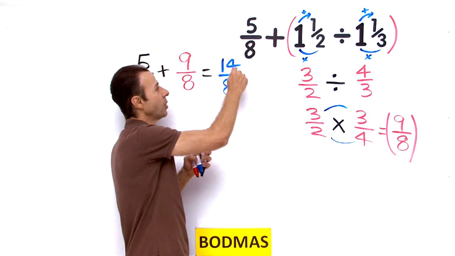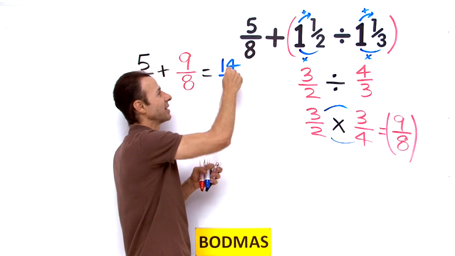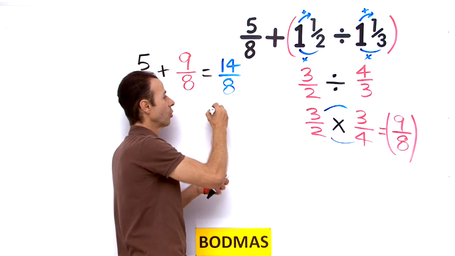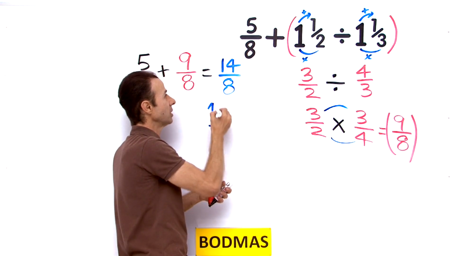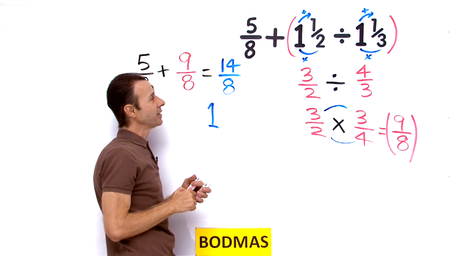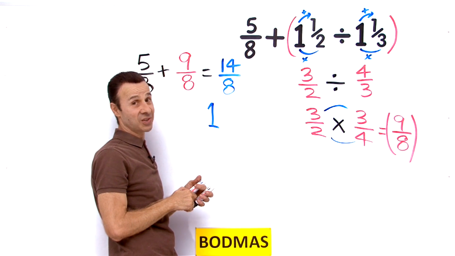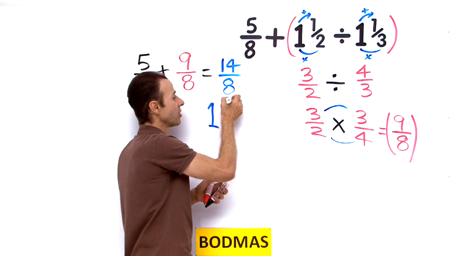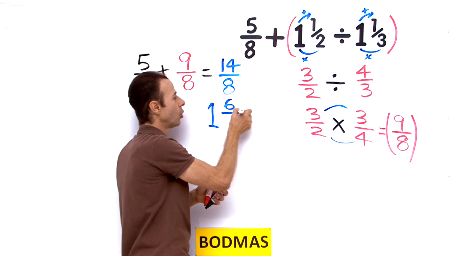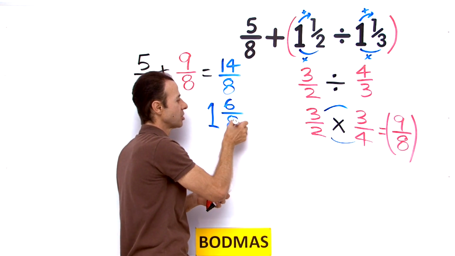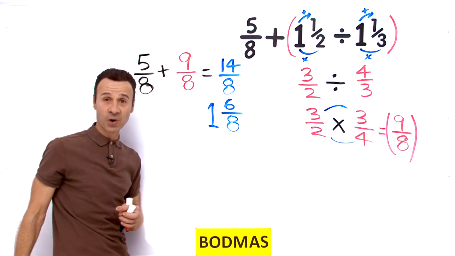So we divide the bottom number into the top. How many times does 8 go into 14? It goes in one time, remainder what? Well, 14 minus 8, if I subtract them, I get 6, don't I? So the remainder is 6, so the remainder becomes the numerator all over the 8. So it's 1 6/8. Can we further simplify that?